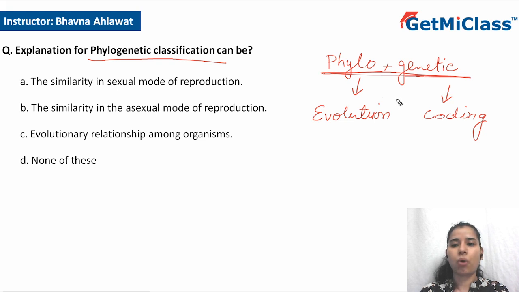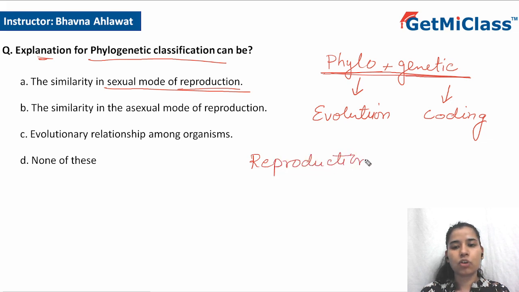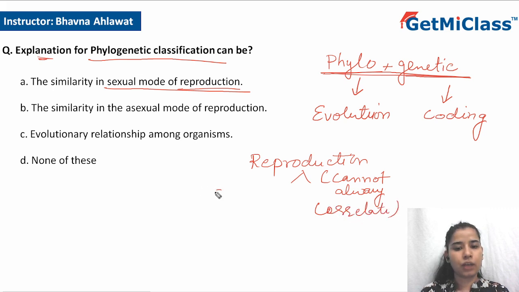That was very important and crucial. Let's take a look at all the options and see which one is the correct answer. We have to find the explanation for how to define phylogenetic classification. Option A says similarity in sexual mode of reproduction. So A says the focus on reproduction was there in the phylogenetic system, but reproduction cannot always be correlated with evolution and genetics.